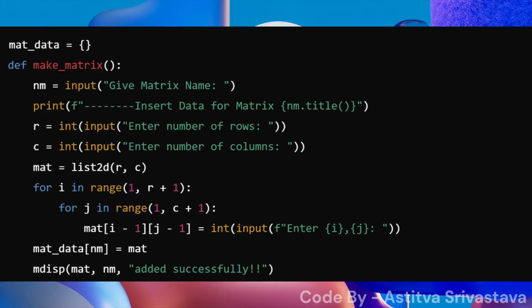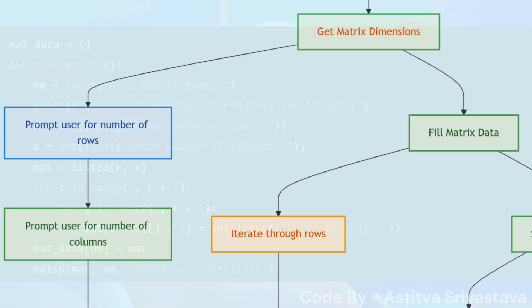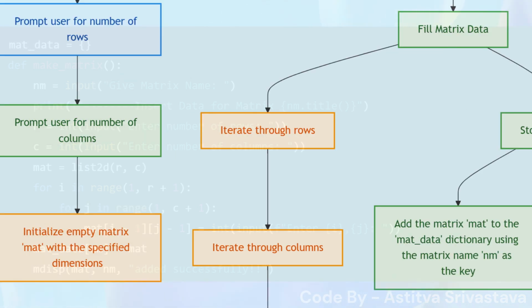Now for matrix input and data storage. This block allows the user to input matrices and stores them for further operations. Matrix name. The user is prompted to input a name for the matrix, stored in NM. Row and column input. The number of rows, R, and columns, C, are taken as input from the user. Matrix initialization. A new matrix mat is created using list2D, R, C, which initializes it with zeros.